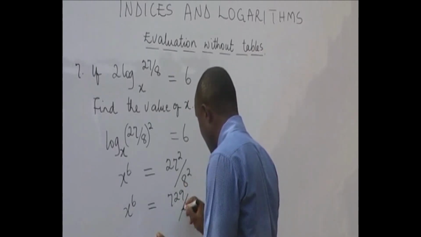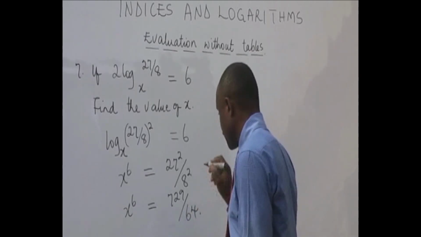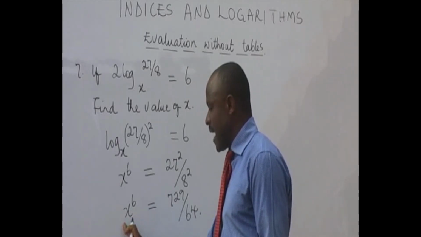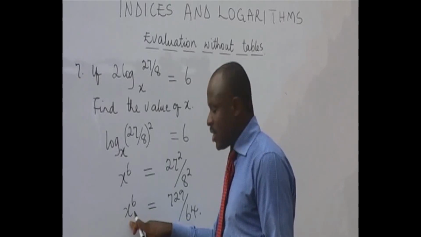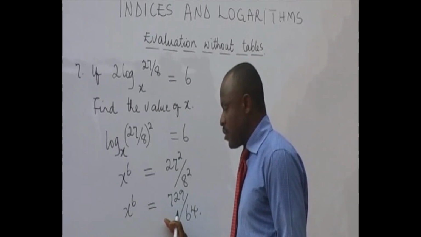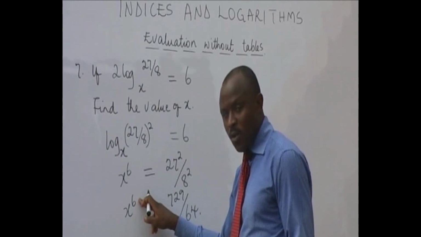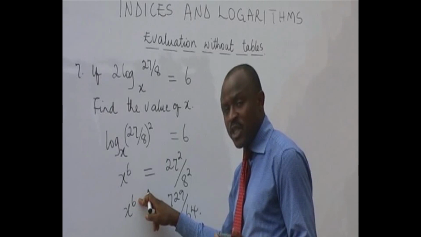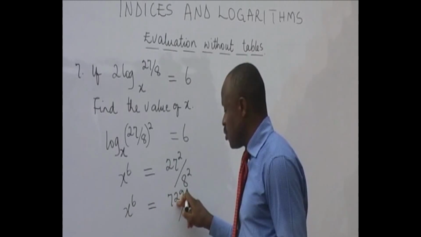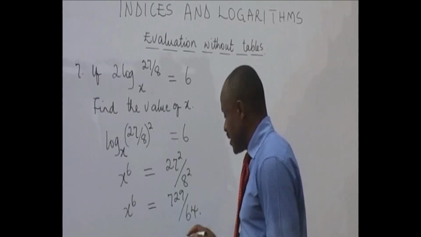729 all over 8 squared, which is 64. So all over 64. Now you have an exponent on the left hand side with a base x. Try to convert what you have on the right hand side of the equation in such a way that we have the exponent of 6. What do I mean? Find a number that if it multiplies itself 6 times, you will get 729, and another number that if you multiply it 6 times, you will get 64.